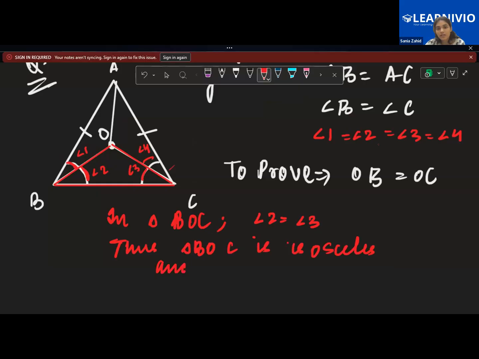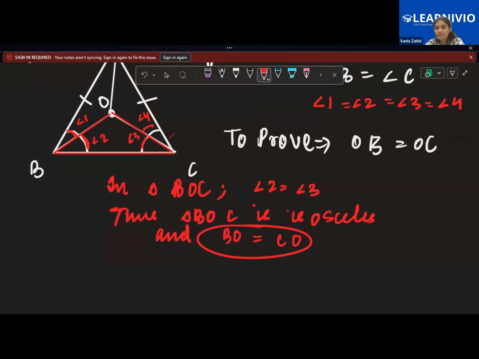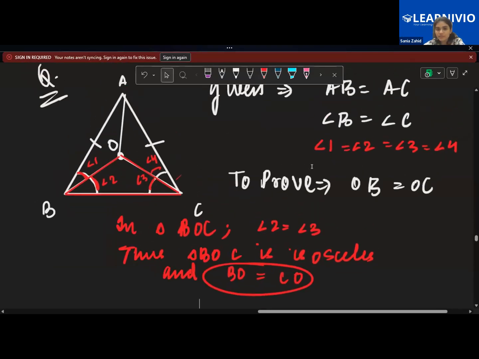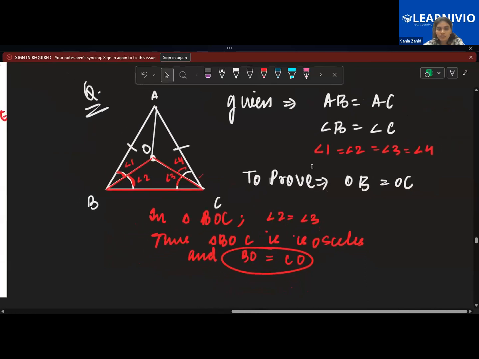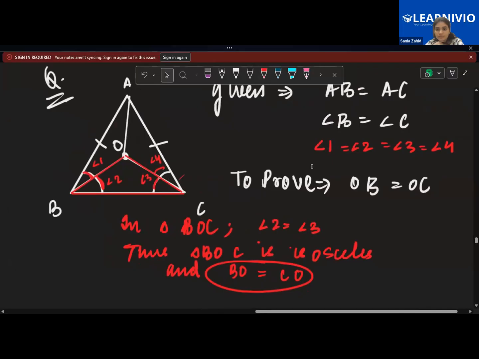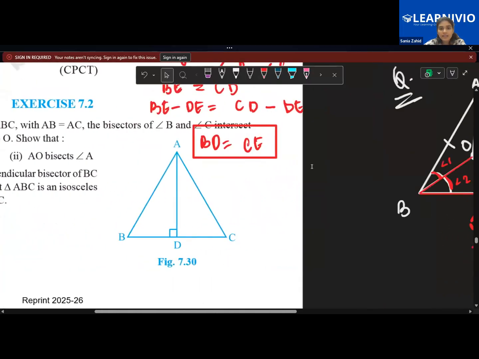If it's an isosceles triangle and angle 2 and angle 3 are equal, then which two sides become equal? BO and CO become equal. Okay? You can write it like this: BO and CO become equal. Now the next part says AO bisects angle A.